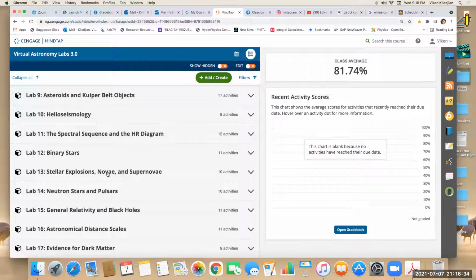A nova is singular, and in English we say novae, so that would be plural. Supernova is singular, supernovae is plural. So these are all terms for different kinds of star explosions.